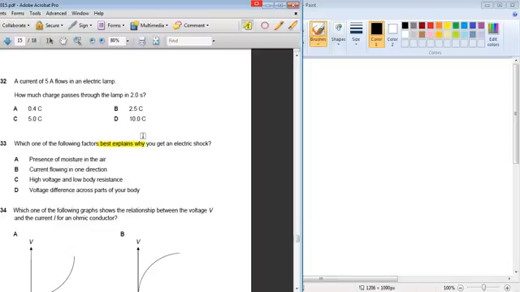So in order to explain why there is a current, you have to explain through potential difference, in this case voltage. Okay, so therefore it is definitely not A because moisture, you have moisture 24/7 in Singapore, and if that is the answer, I think you will have a very interesting and electrical life. Okay, and B is wrong. B is what causes an electric shock. It doesn't explain why you get one. Okay, and for part C, high voltage and low body resistance, that doesn't make sense.